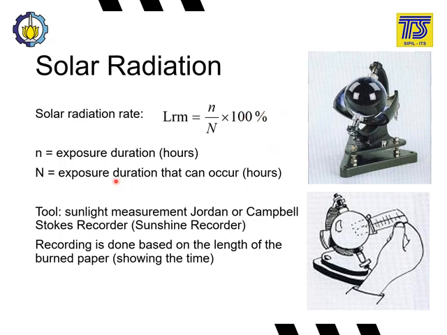And there are also tools for this solar radiation measurement, called the Jordan sunshine recorder or Campbell-Stokes recorder, or sunshine recorder. Here you can see in this picture, the recording is done based on the length of the burnt paper. So the burnt paper shows the time of the exposure duration.